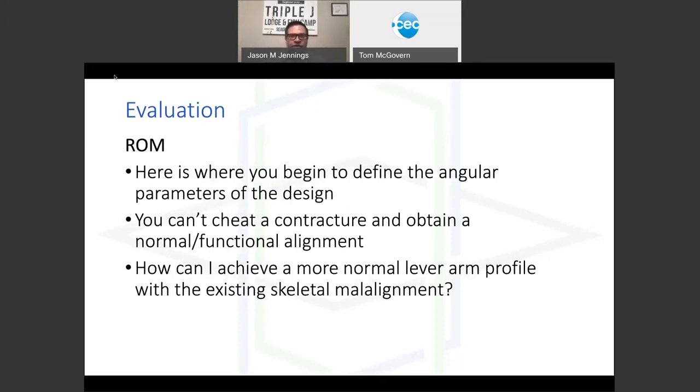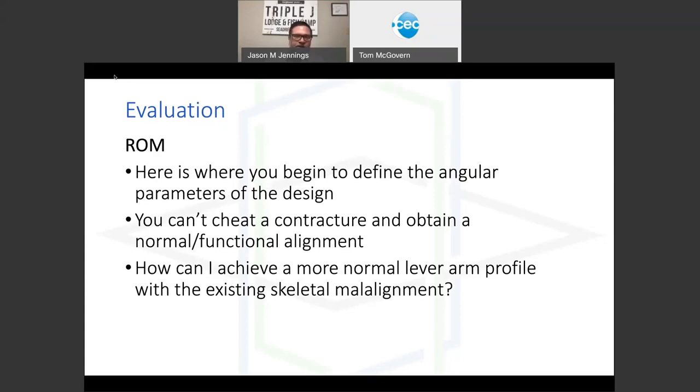Then as we get more into our evaluation, when we start to evaluate ranges of motion, here's where you really begin to define the angular parameters of what your orthotic design will entail. I always say you can't cheat a contracture and obtain a normal functional alignment. For example, if you overly dorsiflex a person's ankle, you might be limiting knee flexion because the gastroc crosses the knee joint. So just some things that you may want to consider when managing contractures.